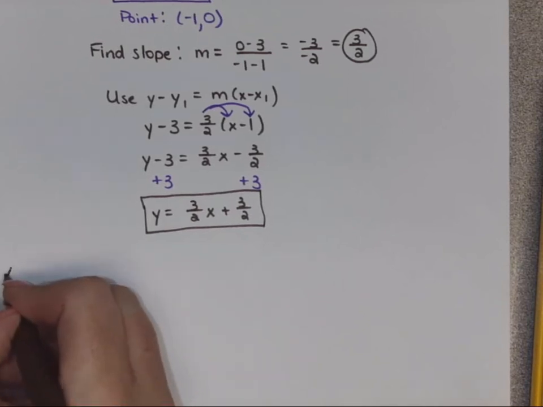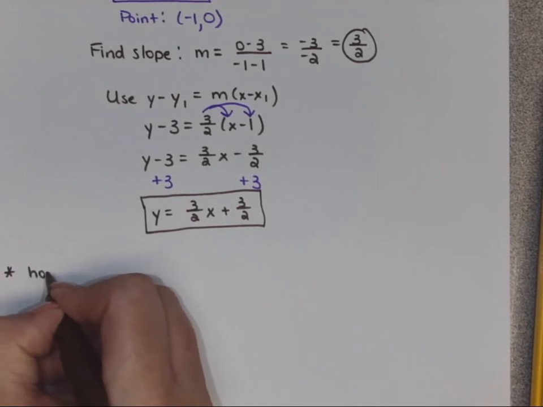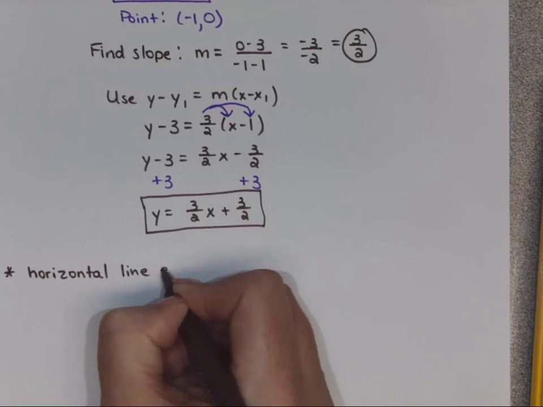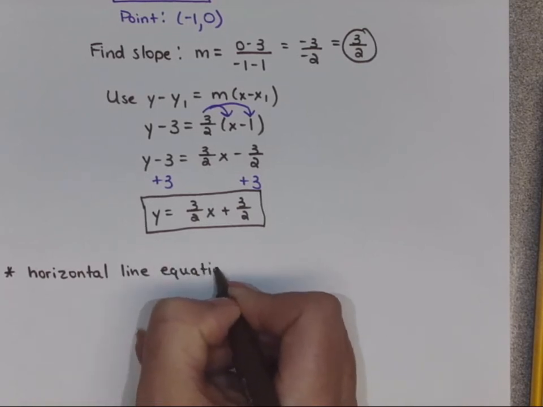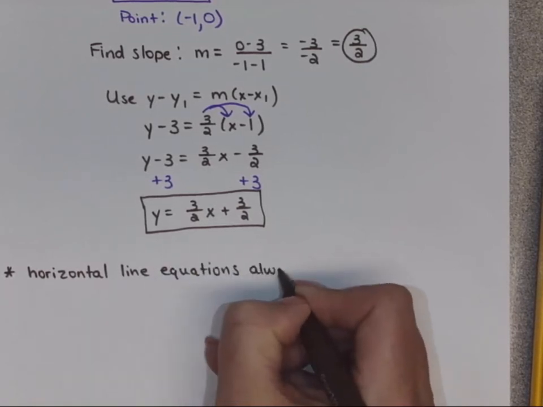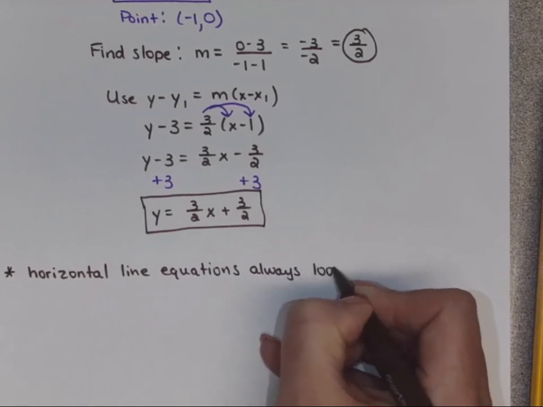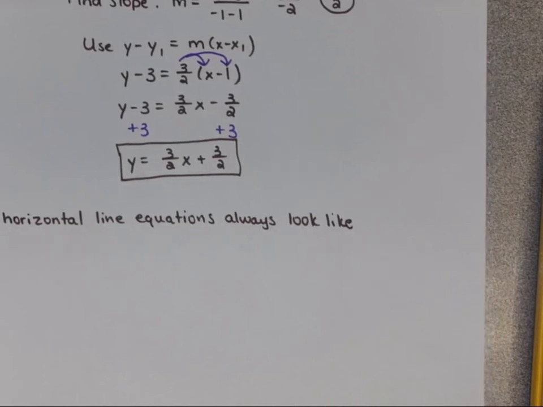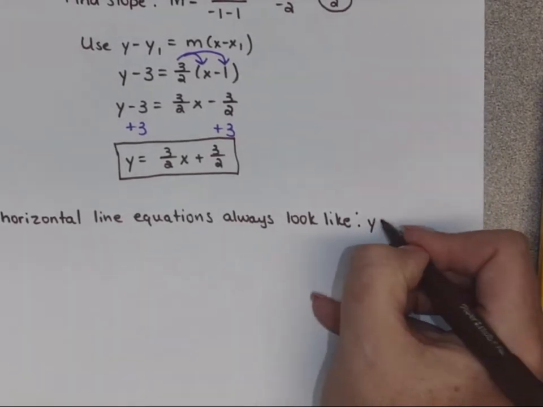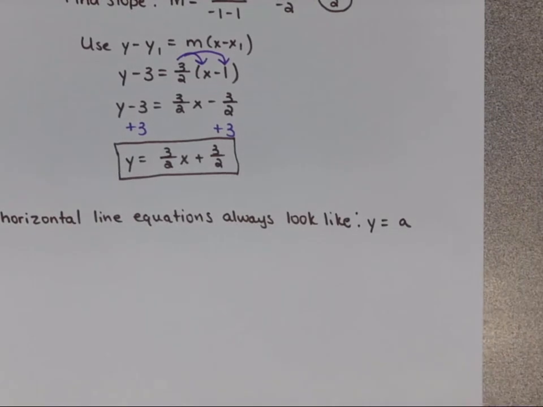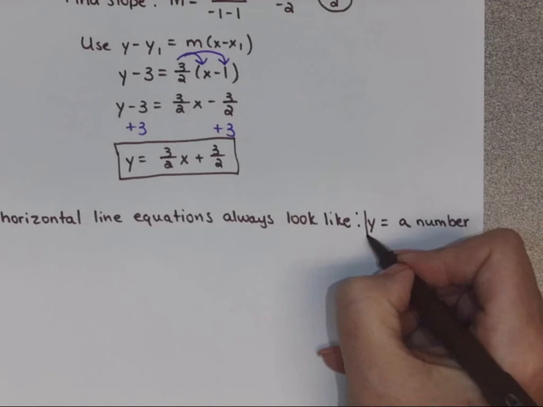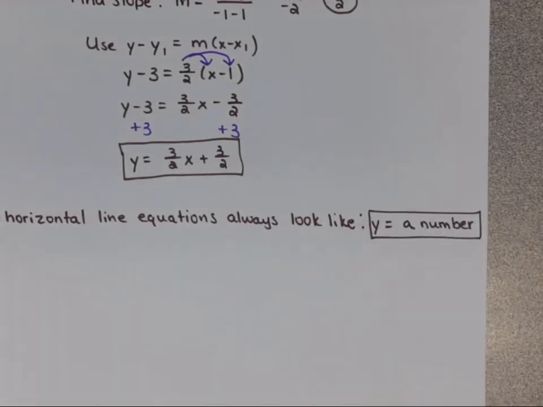Okay, so the last thing, and then we're going to pick back up with this section next time, is I want to talk about our two special cases. So how do we write horizontal line equations? Notice I put a star by this too. I'm going to want you to know how to do this. So horizontal line equations always look like y equals a number, always. They're very simple. They don't have any x's in them whatsoever. It always looks like y equals 4, or y equals 100, or y equals -10.